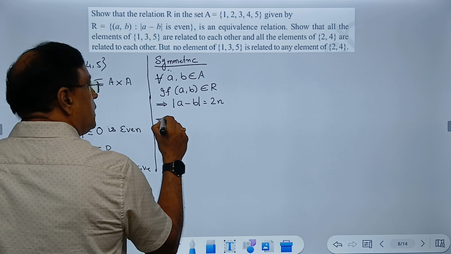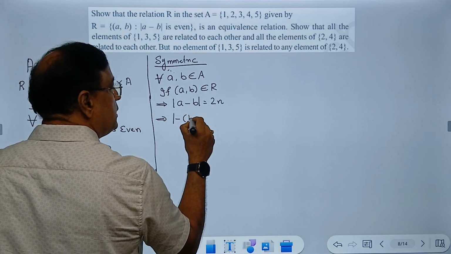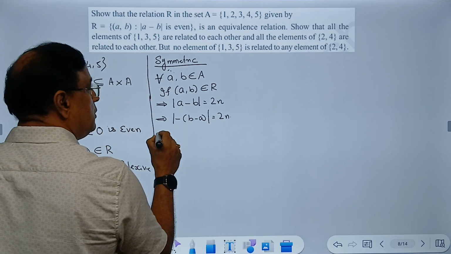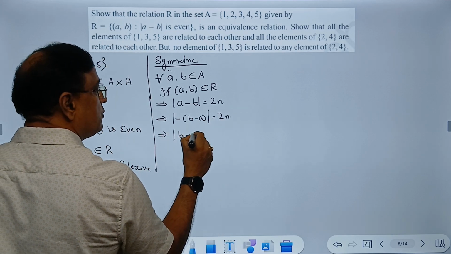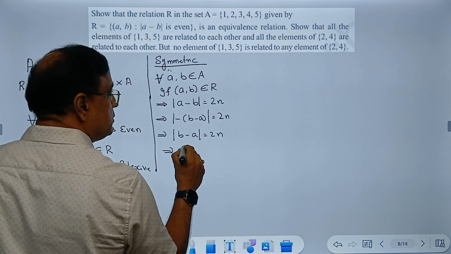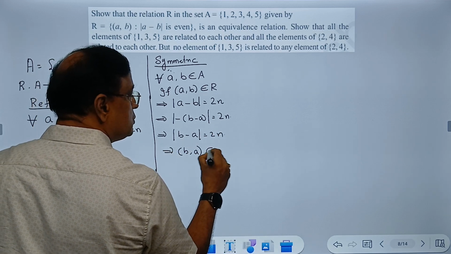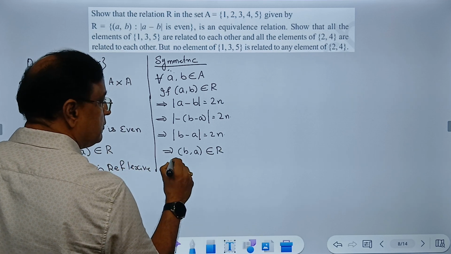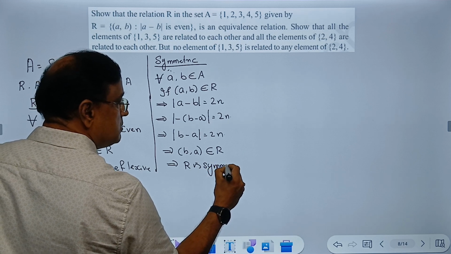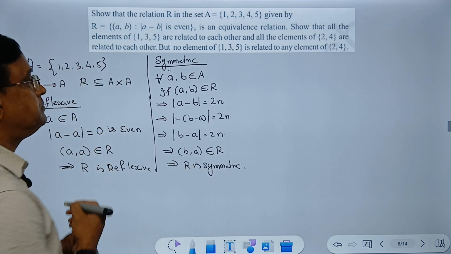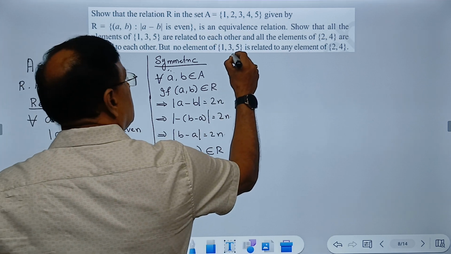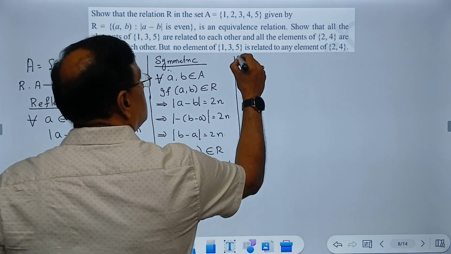Now what I will do, I'll take minus outside. You get B minus A, which is also 2n. Now modulus will make negative positive. Therefore, this modulus of B minus A will be 2n. So obviously by the definition, B comma A also belongs to R. This implies R is symmetric. I hope this is clear. Well, exactly like what you did in the first problem. Okay, exactly the same. Now let's go to the third one. Let's go to transitive.